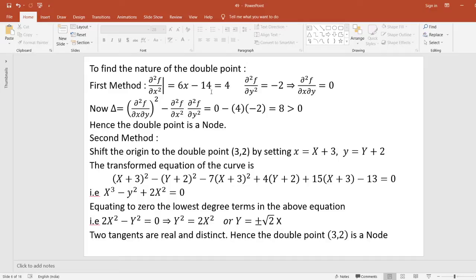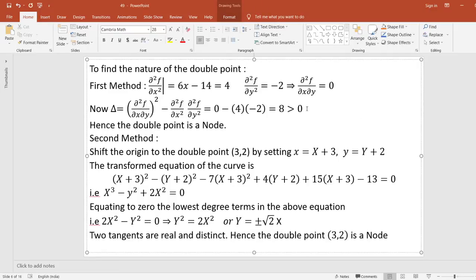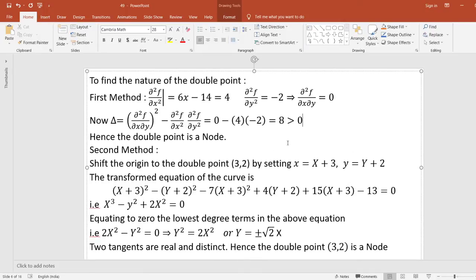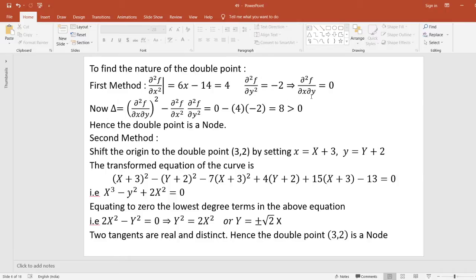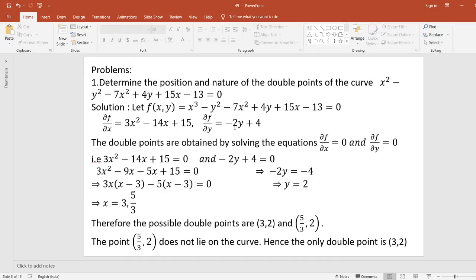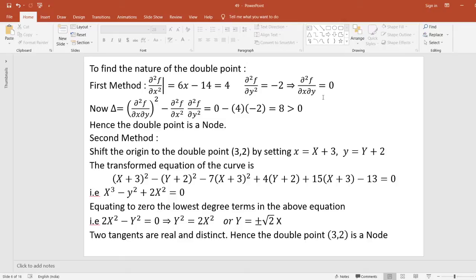And del square f by del y square is equal to minus 2. Sorry, del f by del y is equal to minus 2y plus 4. So del square f by del y square is nothing but minus 2. So del square f by del x del y. Look here, del f by del y is minus 2y plus 4. Again, partial differentiation with respect to x: there is no x term here. All these terms are constant. So therefore, the differentiation of a constant is 0.